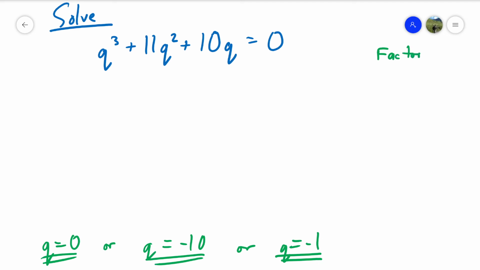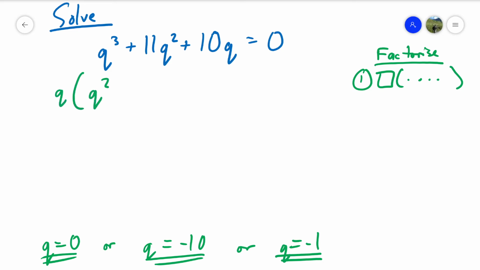How do we factorize? Because basically, factorizing is a key way of solving equations like this. The first thing we do is try and find something that is in common everywhere. Oh, look, they've all got a q. So we can take a q outside and we end up with q squared plus 11q plus 10. And then we try and repeat that. Okay, there's nothing else inside.